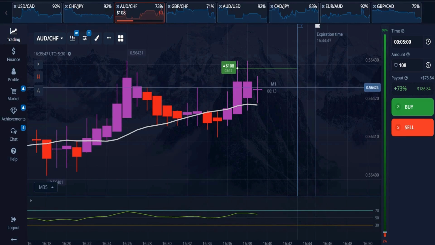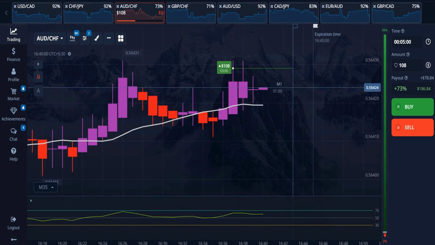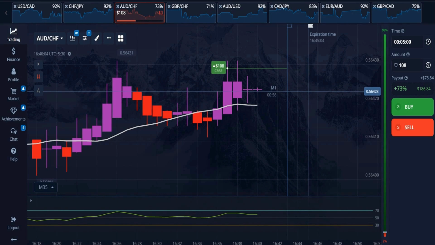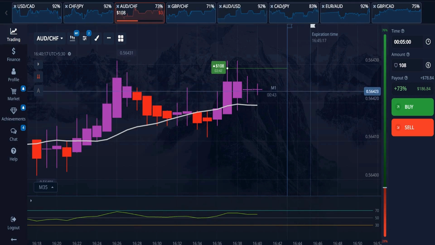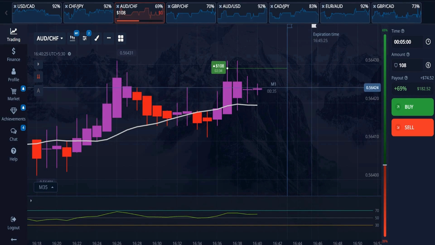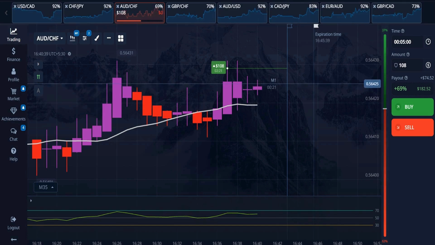Heikin Ashi is a special type of candlestick chart that smooths price movements and reduces market noise, making it easier to spot trends. Instead of showing every price fluctuation, Heikin Ashi helps us identify strong bullish and bearish trends. But to improve accuracy, we're combining it with simple moving average, which helps track the overall market trend. RSI confirms momentum and trend strength. Now, let's break down today's strategy.